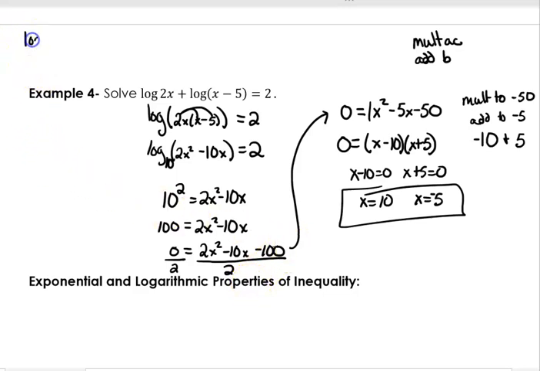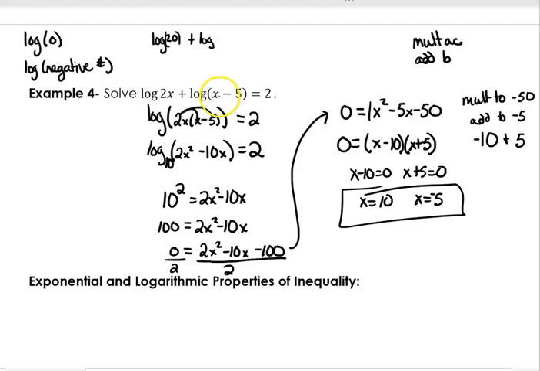For the record, if you have log of 0 or log of a negative number, neither of those exist. They are going to come up in a calculator with an error. They are undefined, like it's not possible. And so you cannot do those. So when you plug back in 10, for example, log of 2 times 10 is 20. That's fine because you can take log of a positive number.